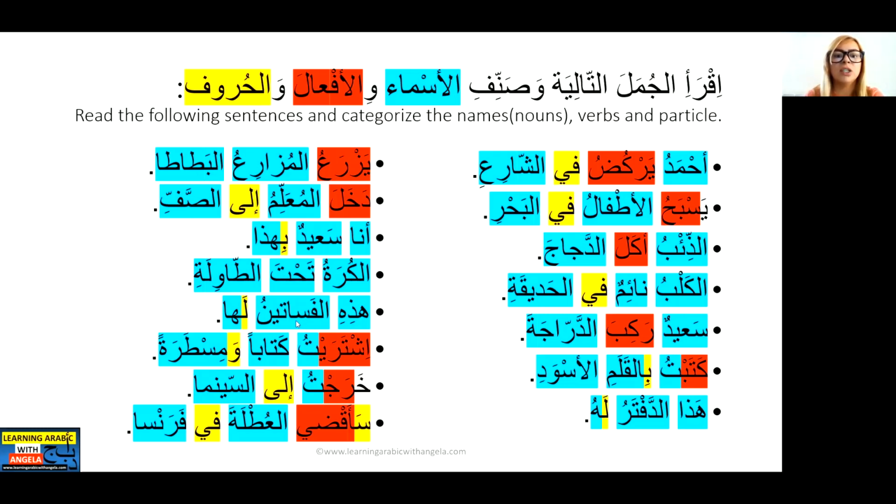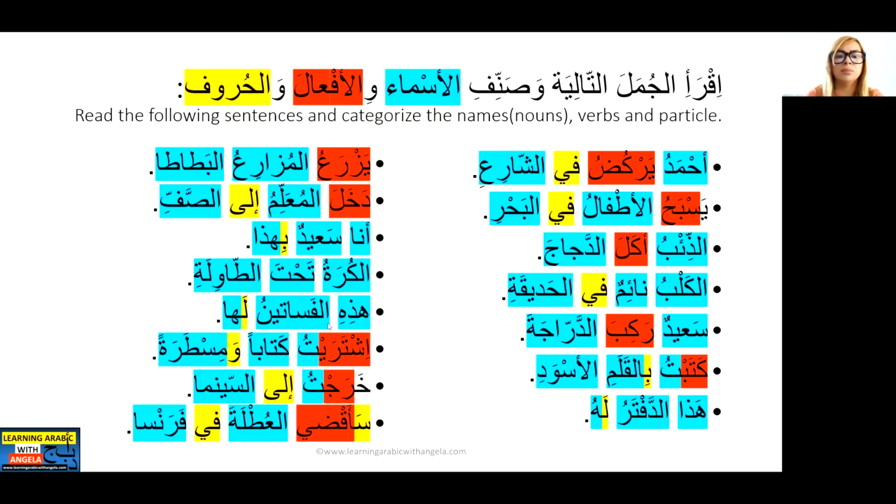هذه الفساتين لها. These dresses are for her. So هذه, demonstratives, go under nouns. Dresses, we can tell from the alif lam. الفساتين لها, for her. The lam is حرف, the preposition of jar, and the ha is for her. So this is actually a suffix pronoun.